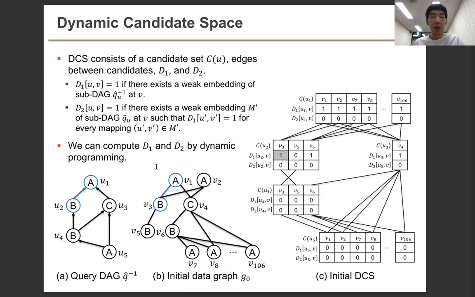Our data structure, DCS, stores the information of weak embeddings in D1 and D2 arrays. D1 stores the existence of weak embeddings of the reverse query DAG. D2 stores the existence of weak embeddings of the query DAG with D1 value of 1. So D1 of U2 and V3 is 1 because there exists a weak embedding of the reverse DAG with U2 as root in V3. We can compute D1 and D2 by dynamic programming.